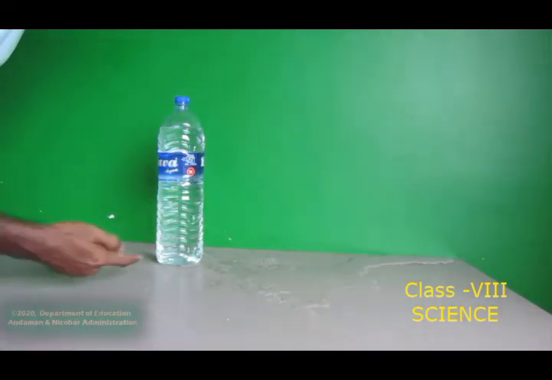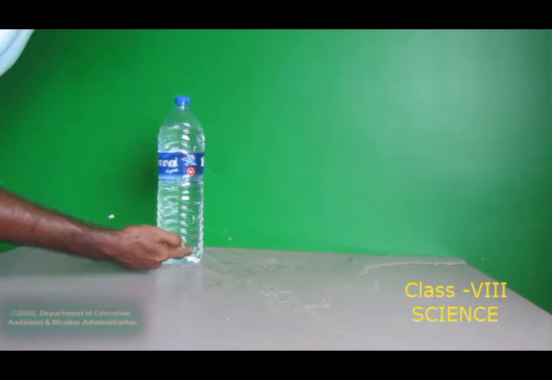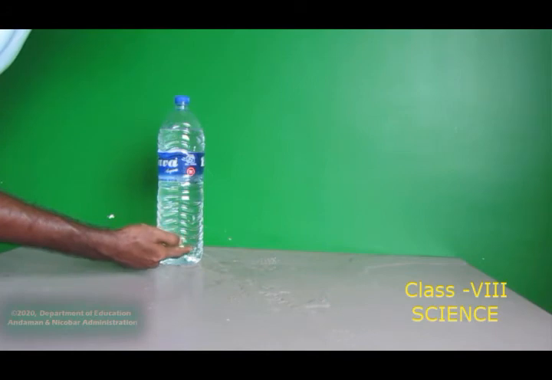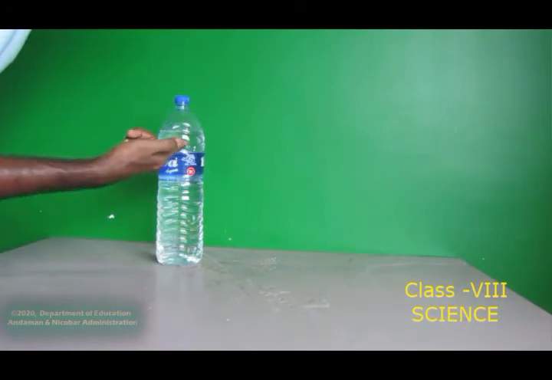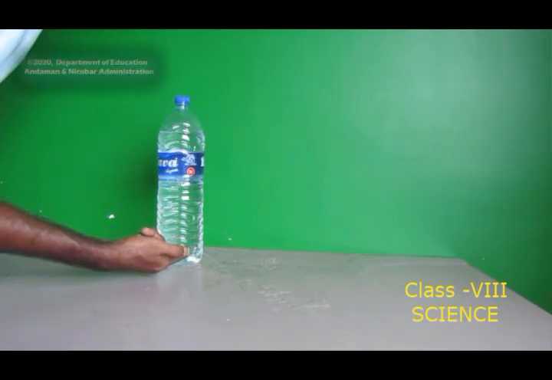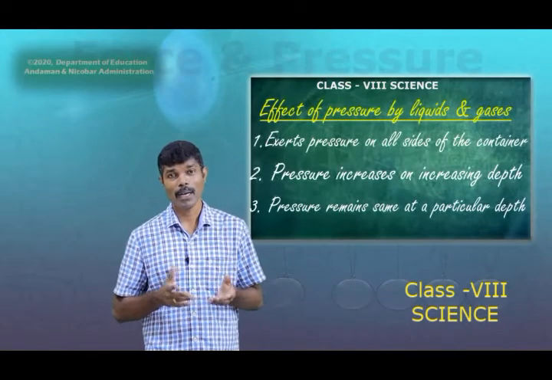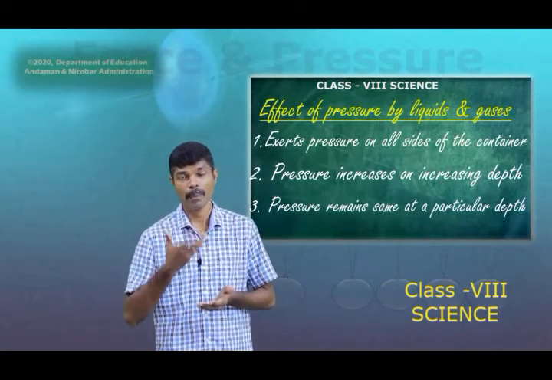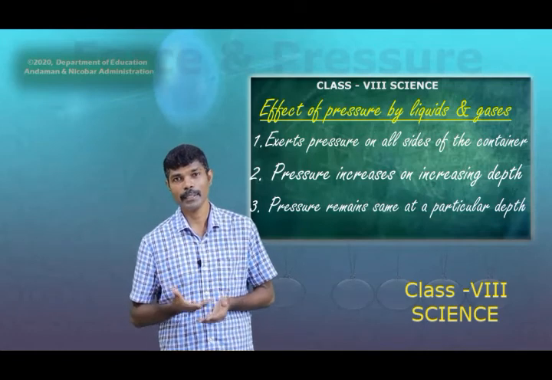This shows that at a particular depth, the pressure exerted by the liquid on the container remains the same. So at equal depth, the pressure is the same. As the depth increases, the pressure exerted by the liquid on the container will also increase. From the activity, I hope you understood how the pressure increases as the depth increases.